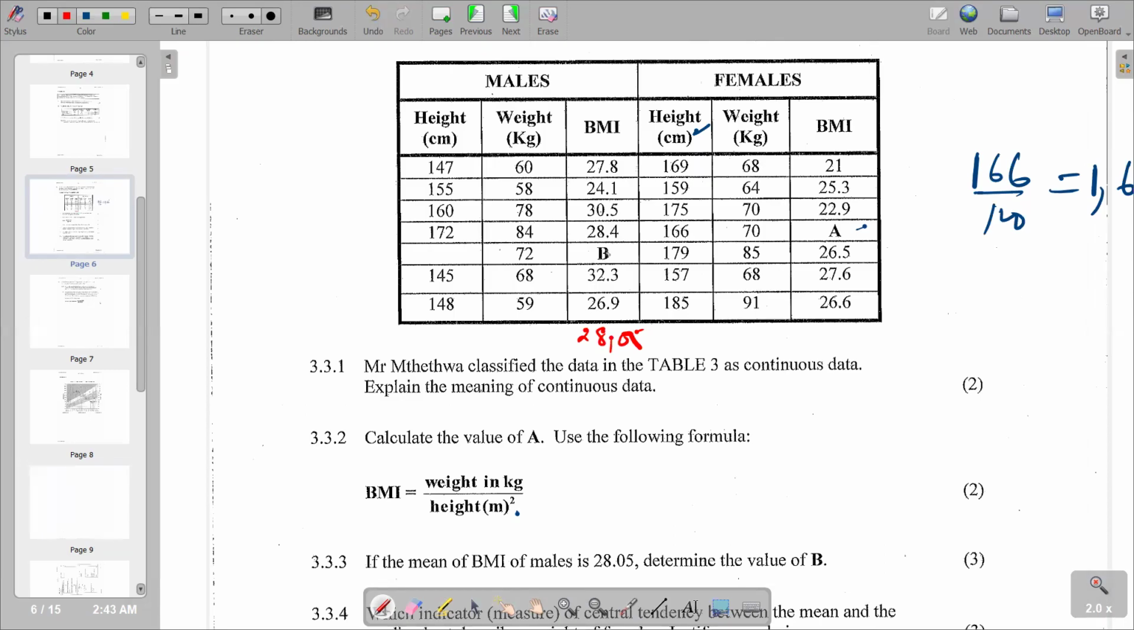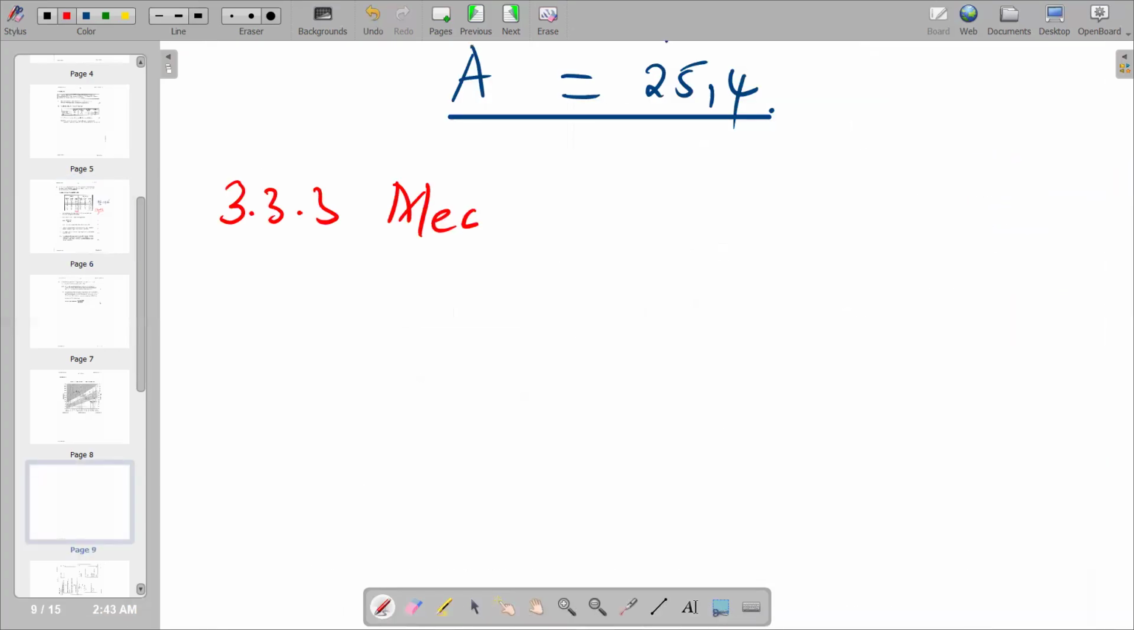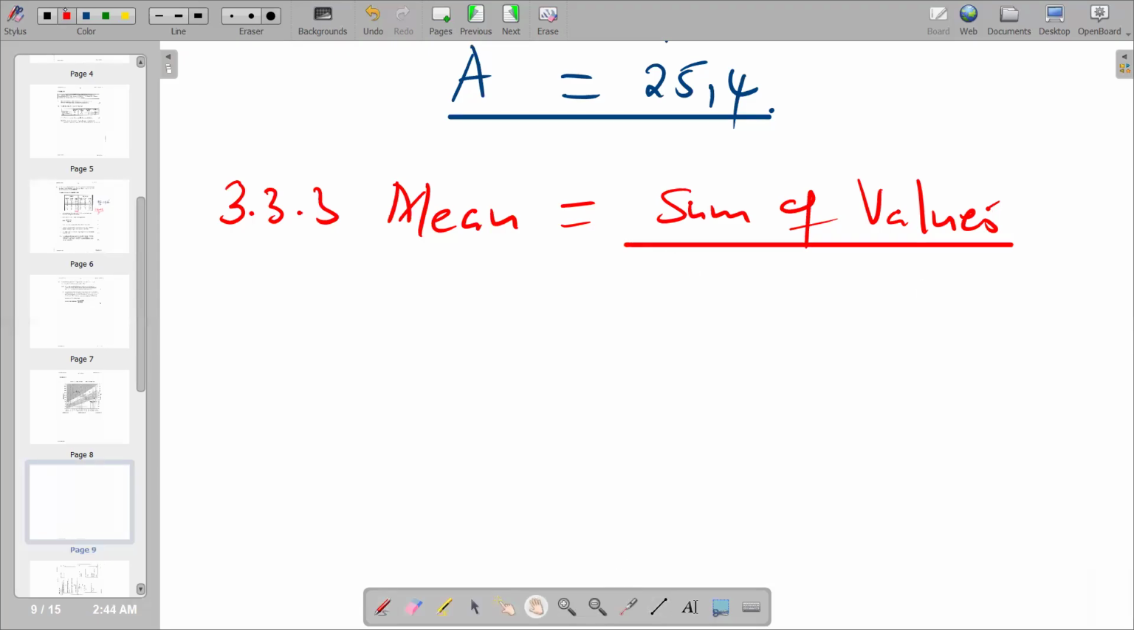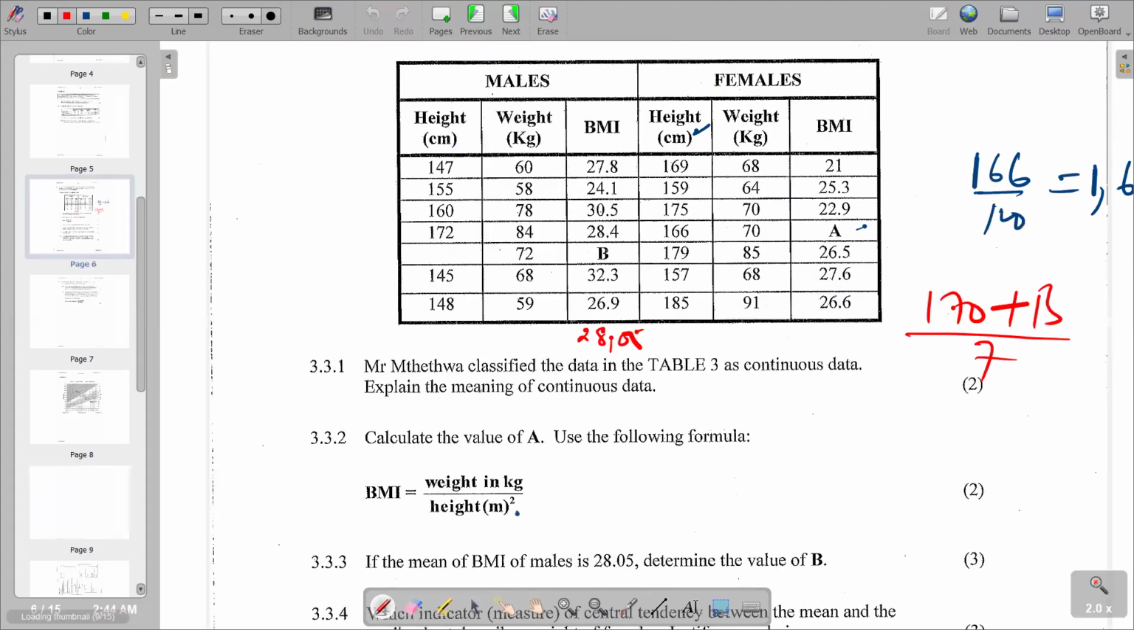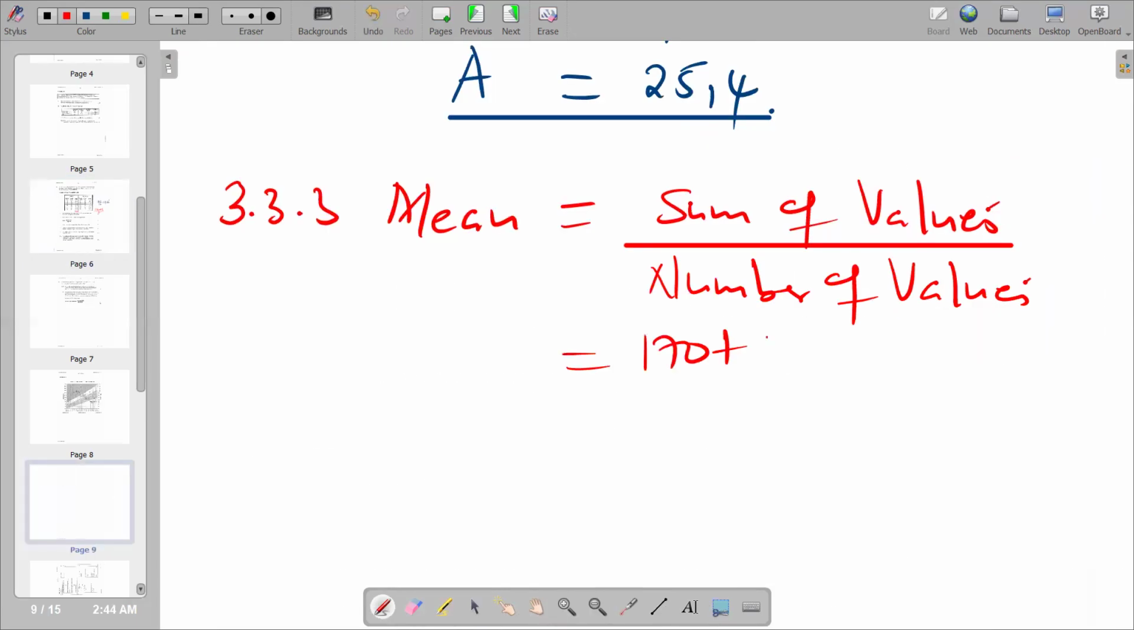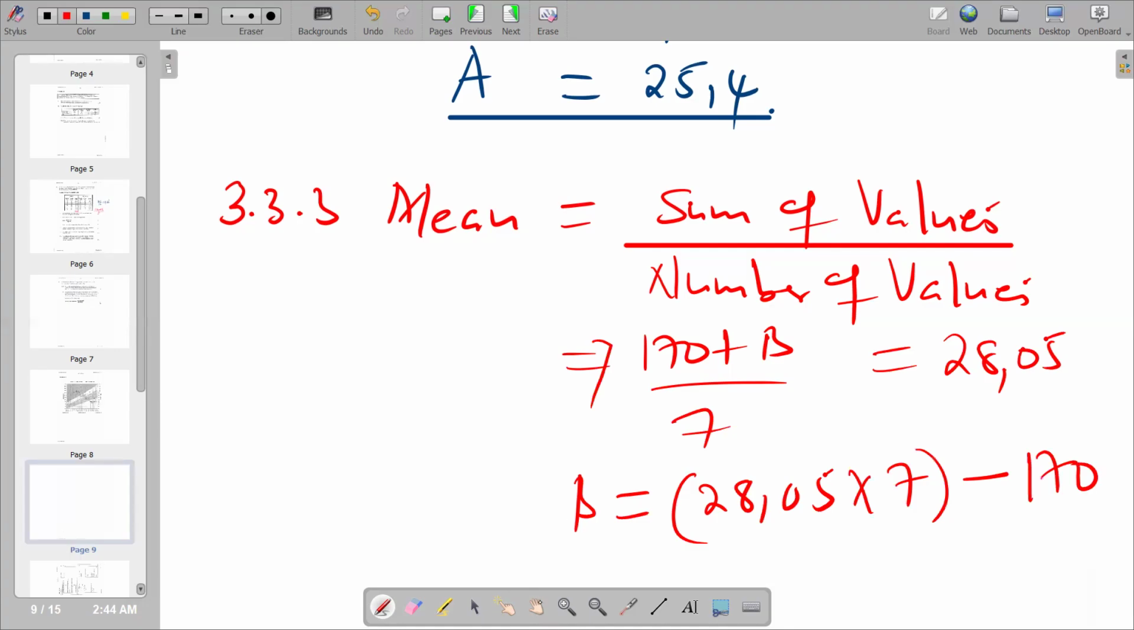And to find the mean, we say sum of values over the number of values, which is 7. We don't have B, so we add 8.5 plus 28.4 plus 32.3 plus 26.9 and so on to get the total, and then we divide by the number of values. 170 plus B divided by 7 equals 28.05.